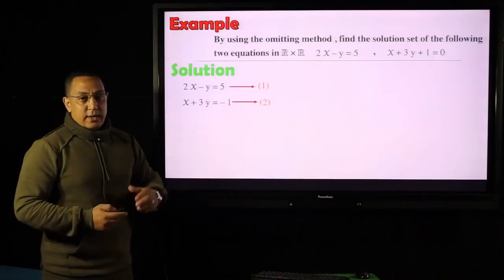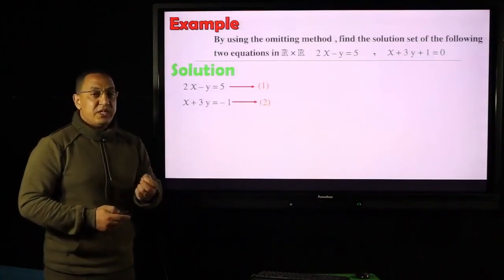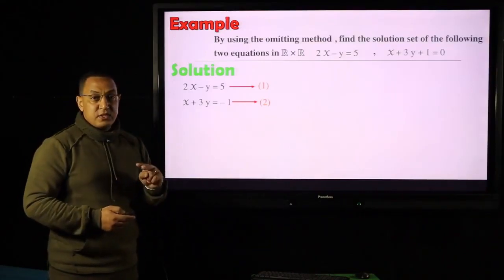Okay, now I need to make the coefficients of x additive inverses of each other, or the coefficients of y additive inverses of each other.